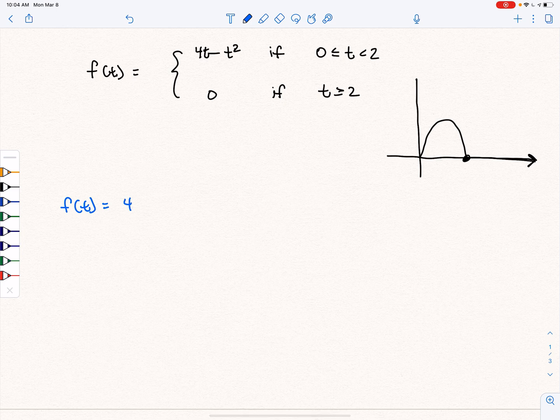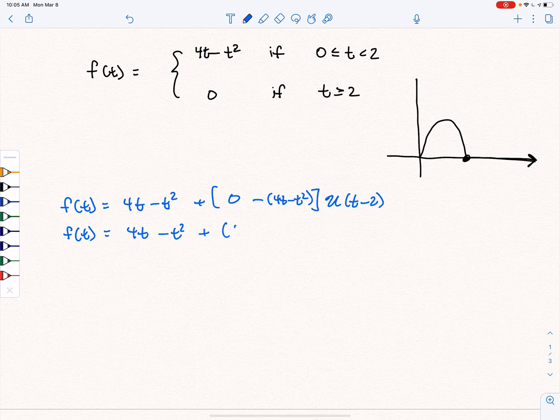So we're starting off with 4t minus t squared. And then when t equals 2, that means that we have a delay here. That means that the 4t minus t squared is going away, and the 0 is here to stay. Notice there I rhymed a little bit. So, cleaning this up, we have 4t minus t squared plus, now when I do apply the minus, that just turns it into t squared minus 4t, unit step t minus 2.